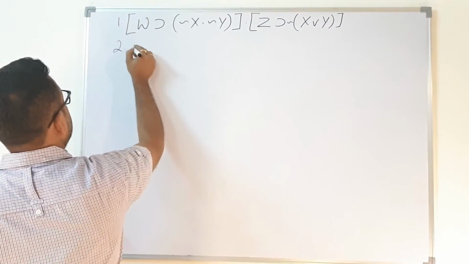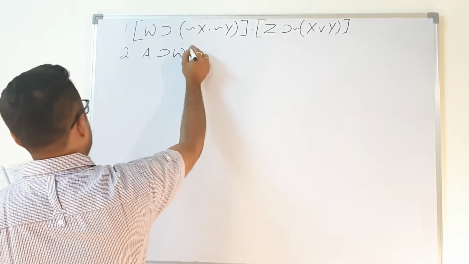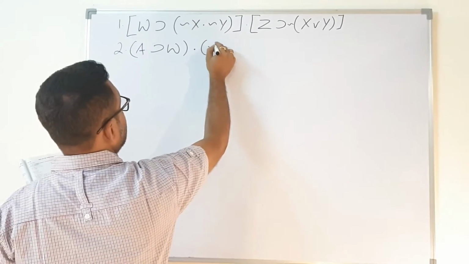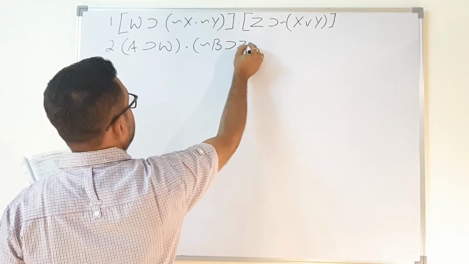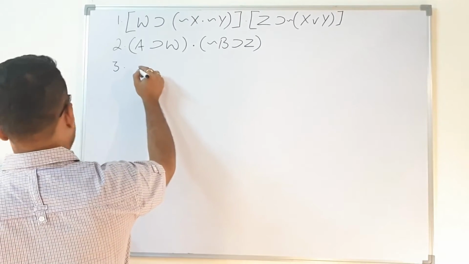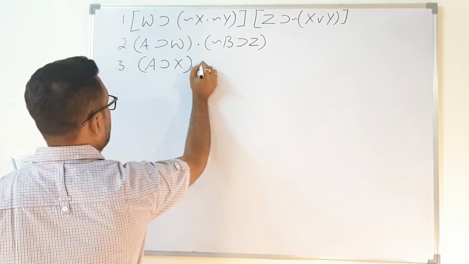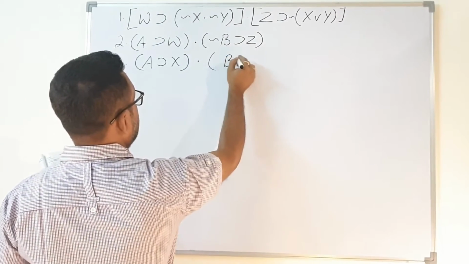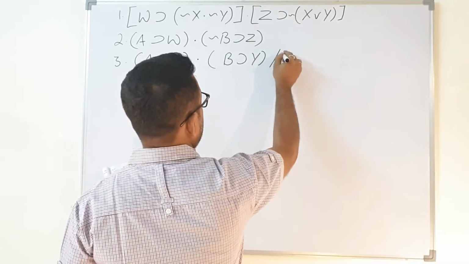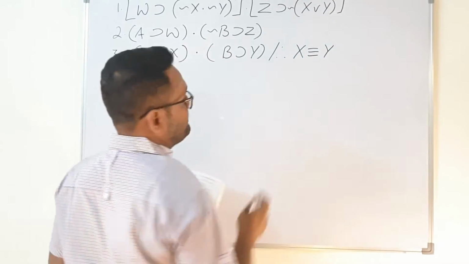The second line number is A implies W dot negation of B implies Z. The third line number is A implies X dot B implies Y. Therefore, X triple bar Y.